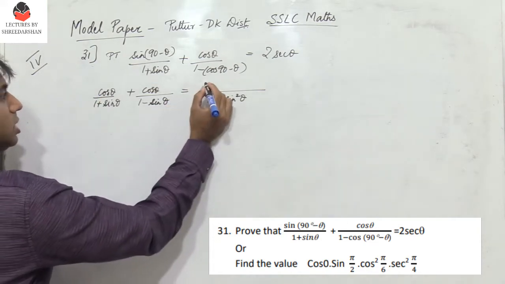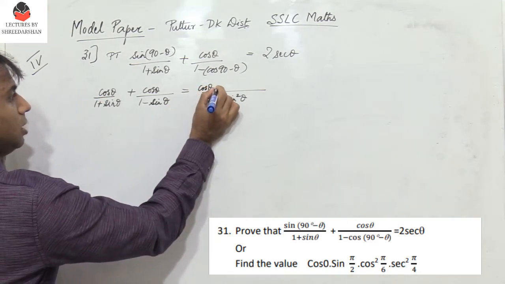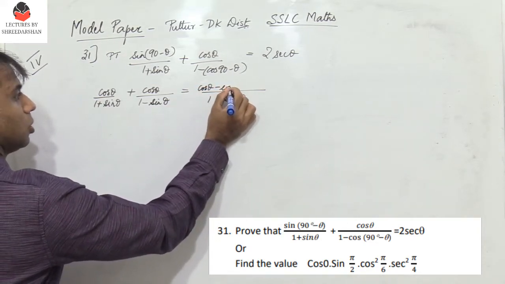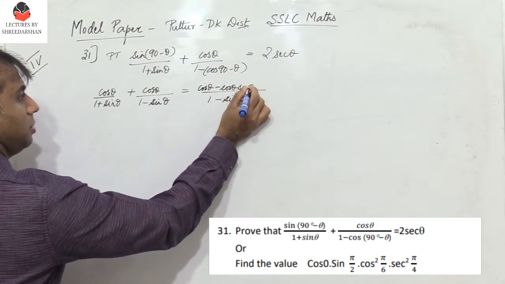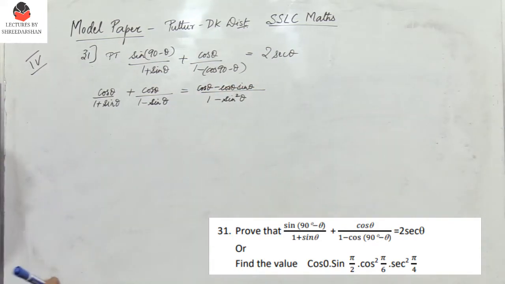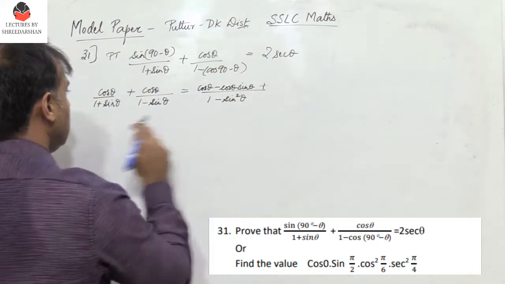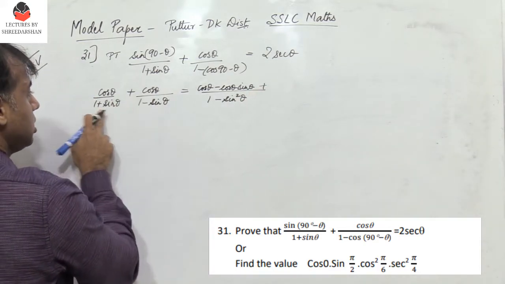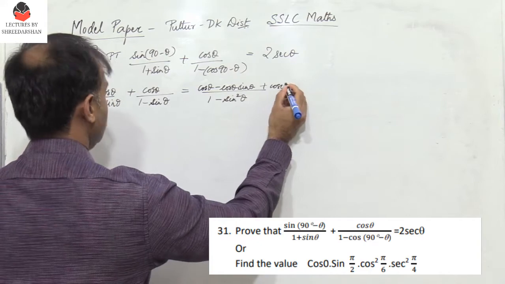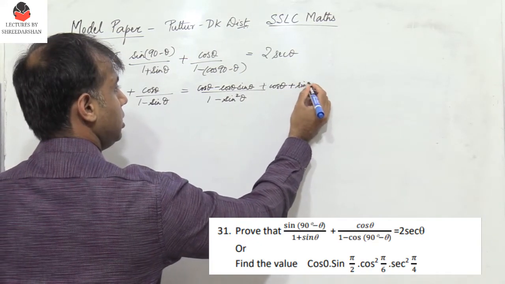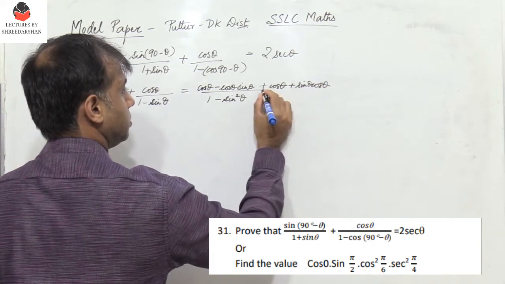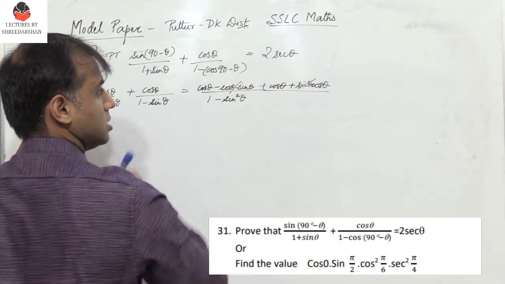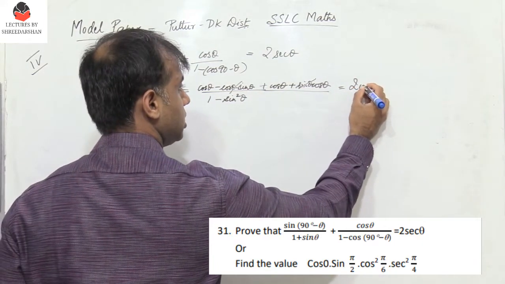This term into cos theta. So I have cos theta minus cos theta sine theta. So I am multiplying and writing the result directly, plus this into this. So cos theta into this. So again I have cos theta plus sine theta cos theta. So these two get cancelled. So I have 2 cos theta.